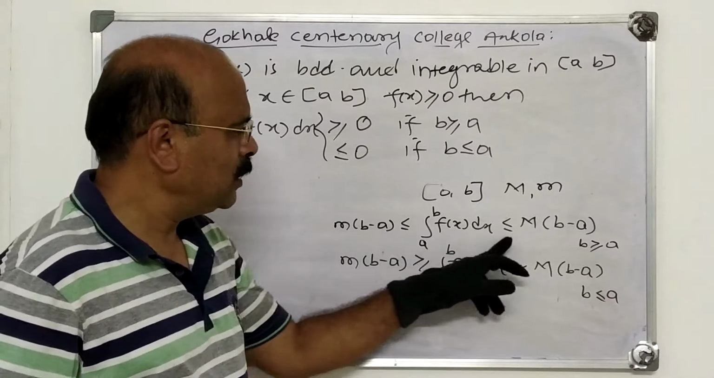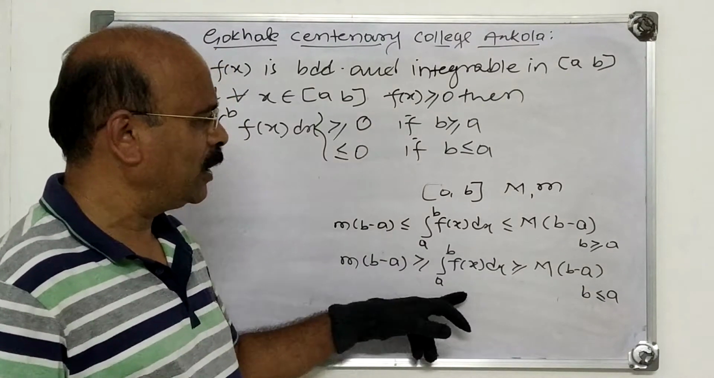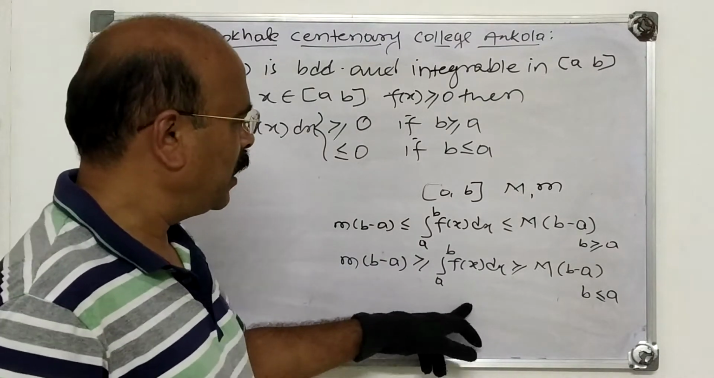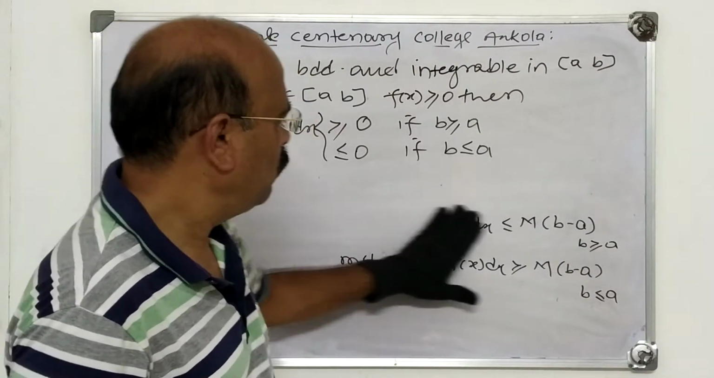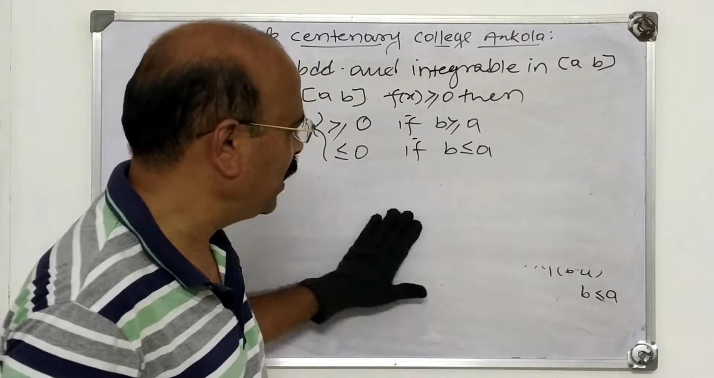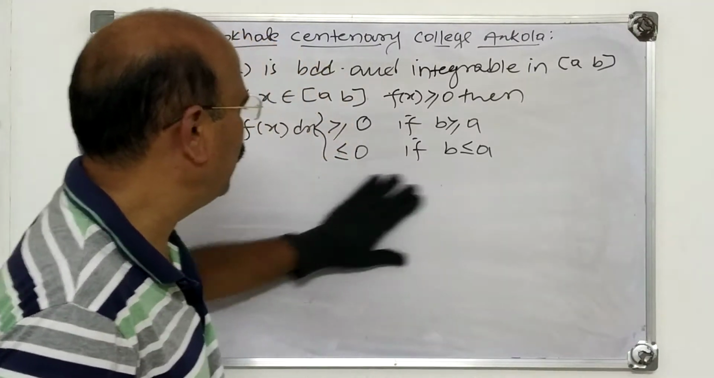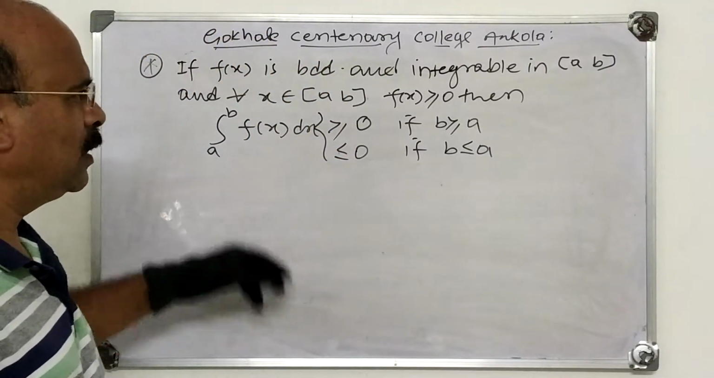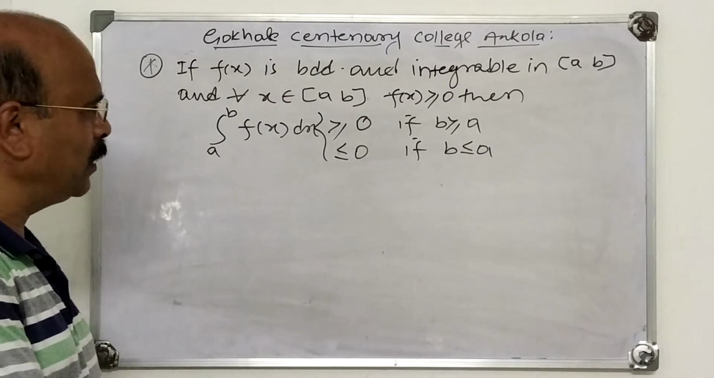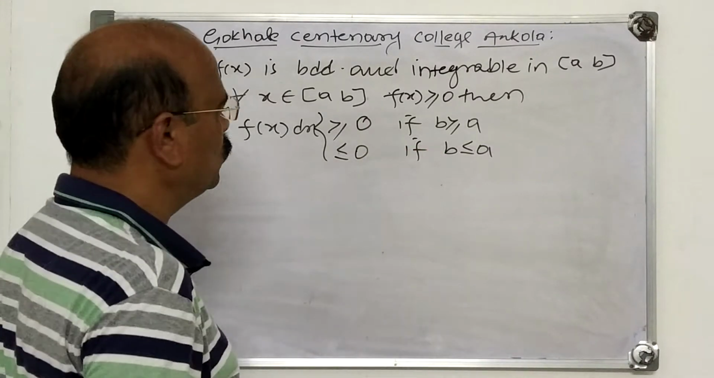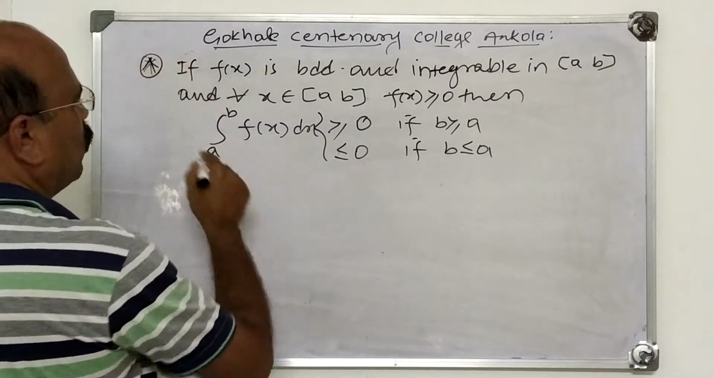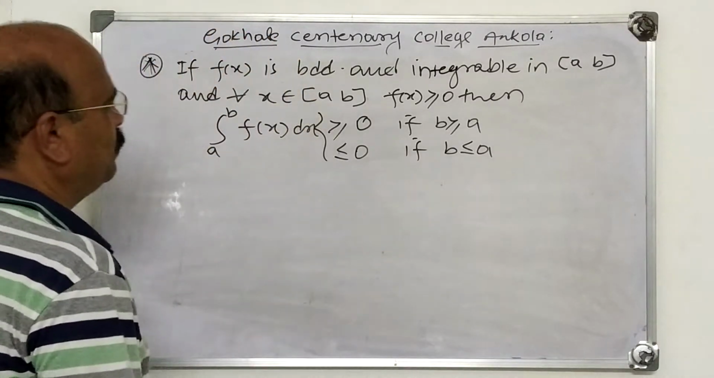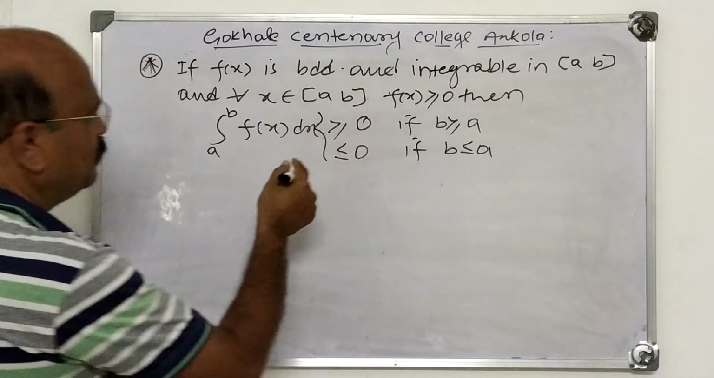This inequality is very important in Riemann integration, because while proving many results in real analysis, or even complex analysis, we use this. Now this result is a corollary to that inequality. Now how to prove this one?